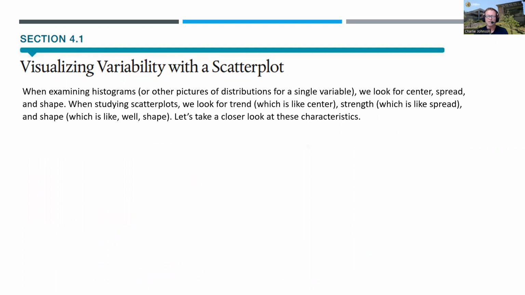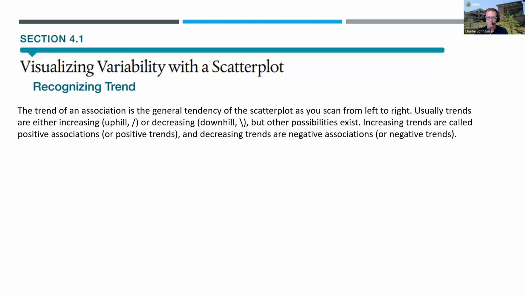When examining histograms or other pictures of distributions for a single variable, we look for center, spread, and shape. But when we look at scatter plots, we look for trend, which is like the center, the strength of that trend, which is like the spread, and the shape, which is like, well, the shape. Let's take a closer look at these characteristics.